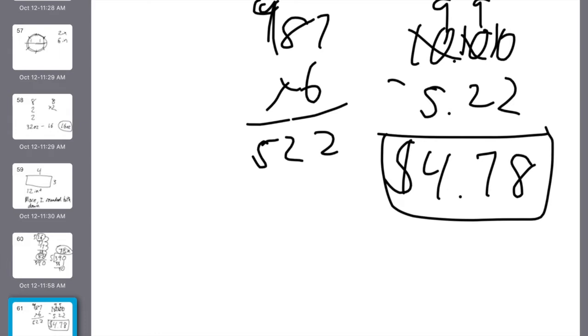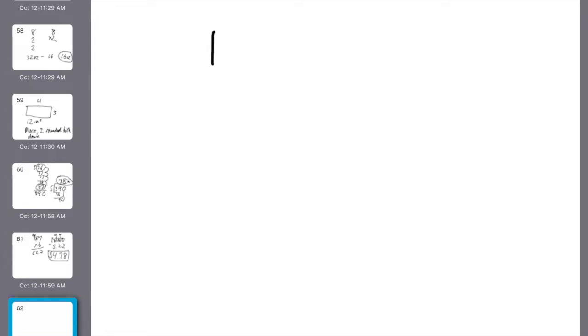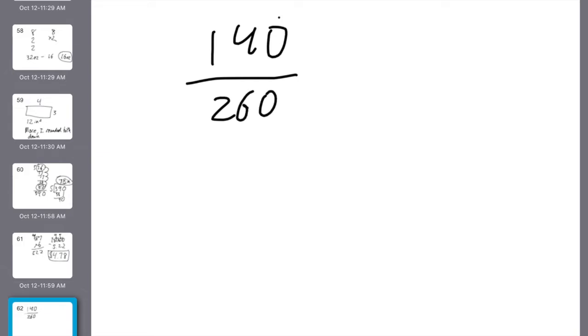Number 4, 140 of the 260 students in the auditorium were not 7th graders. What fraction of the students in the auditorium were 7th graders? So step 1, I have to do 140 of the 260. So I'm going to reduce that down by chopping off a 0. I'm going to divide by 2, gives me a 7 and a 13. Now that tells me how many were not 7th graders.